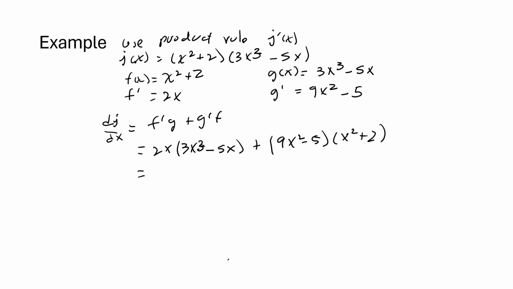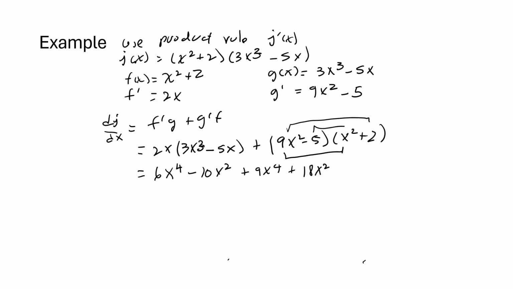Now let's multiply this out here. So we're going to get 6x to the 4th minus 10x squared. Now using our outer inner last, the FOIL method, that's going to be plus 9x to the 4th. And then plus the outer. I've got a video on this too if you are rusty on that. So that's going to be 18x squared, inner minus 5x squared, and then the last minus 10.